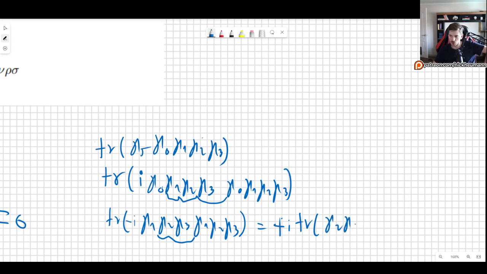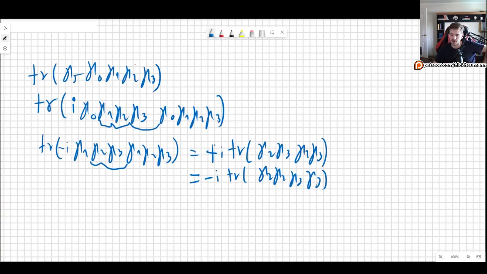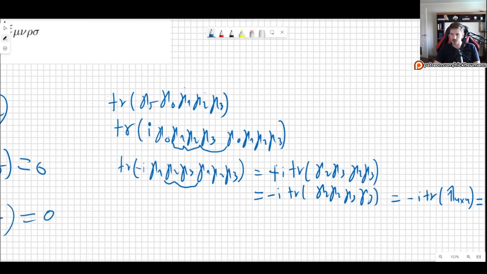And then we have gamma 2, gamma 3, gamma 2, gamma 3. So we anti-commuted, we get another minus sign. So i trace of gamma 2, gamma 2, gamma 3, gamma 3. And here, both of those give us minus 1. So we get minus i times the trace of, and this time we have 1, so simply the identity matrix, the 4 by 4 identity matrix. So this is minus 4i.